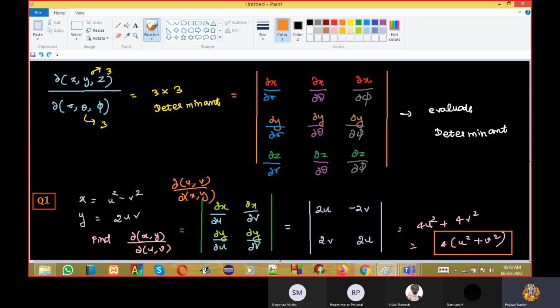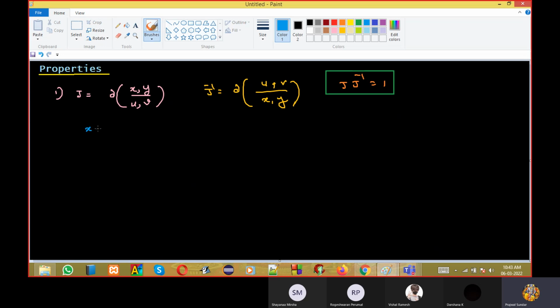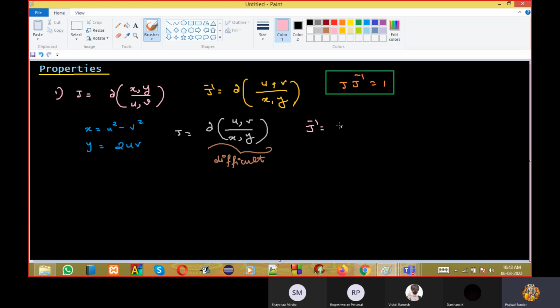Because you cannot calculate dou u by dou x easily. For that you need to simplify, all that nonsense you have to do. Instead, just apply this property. The example: suppose x is u squared minus v squared, y is 2uv. Suppose I'm giving J as dou of u comma v by x comma y. This is difficult to evaluate. But J inverse is easy. J inverse is dou of x comma y by u comma v, which we got in the last question, 4 times u squared plus v squared. So what is J? 1 by 4 times u squared plus v squared. That's it. Answer over.